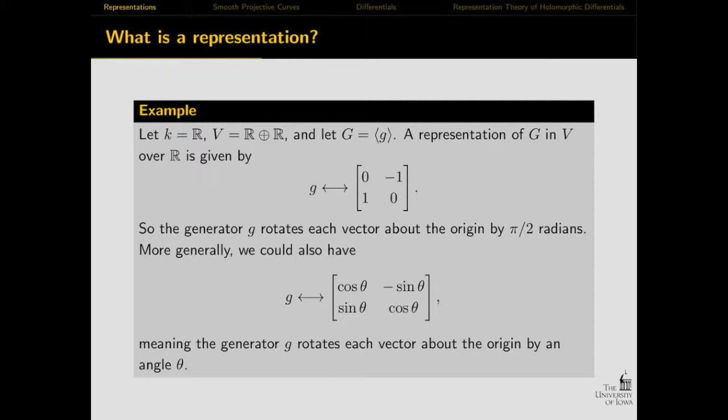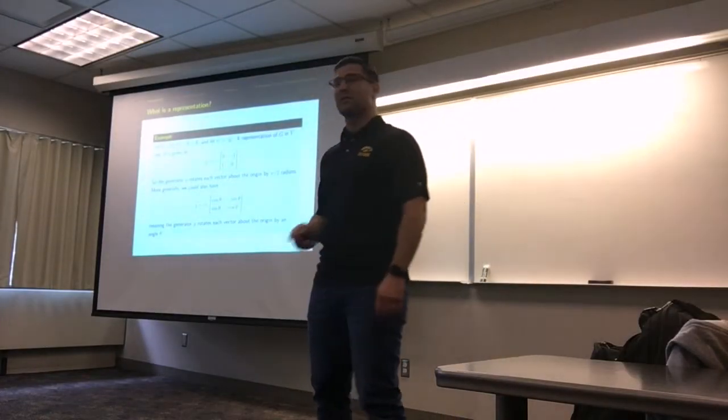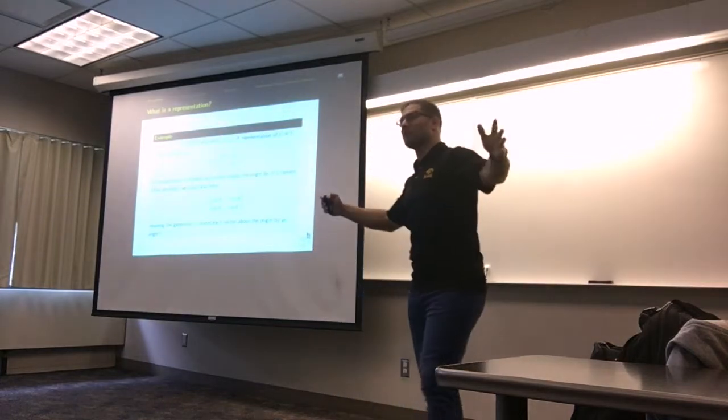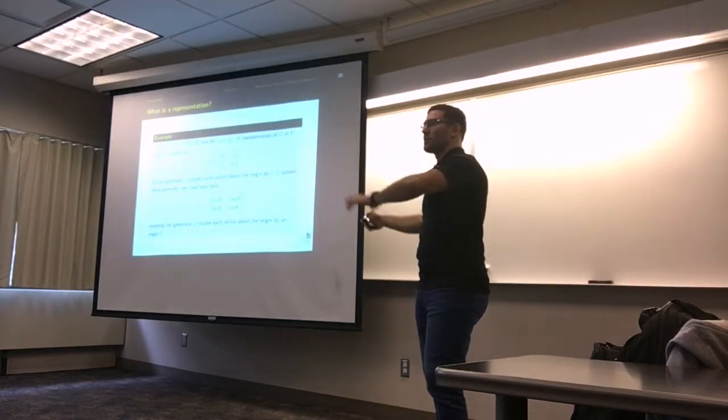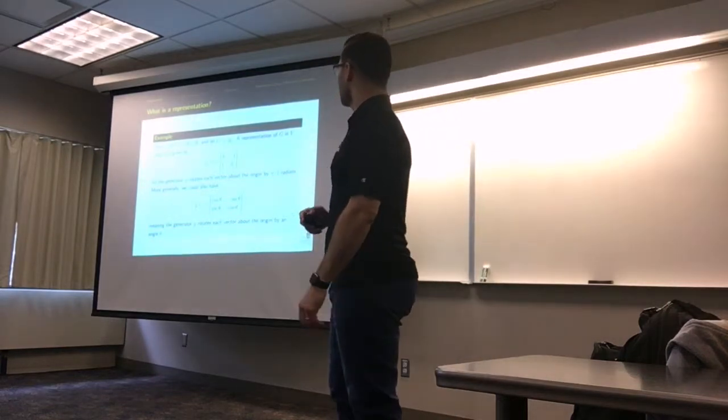Does anyone know what this does? What does this matrix do? Yeah, it rotates by theta, counterclockwise about the origin, right? So you plug in pi over 2 and you get the top example. So that's all we have. We have a vector space and a group that knows how to act on the vector space by matrices. Okay.